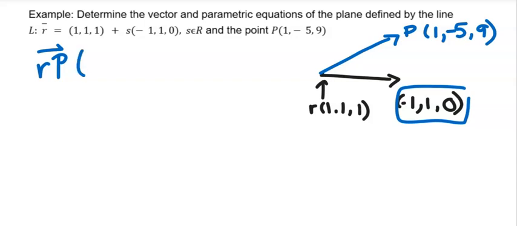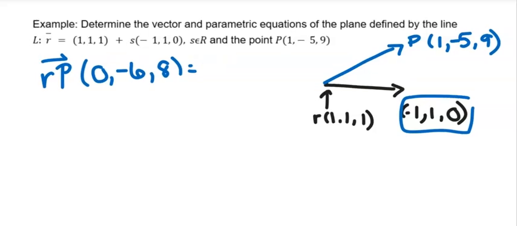So from R to point P, what is that direction? Well, from 1 to 1, that's 0. -5 take away 1 is -6. And 9 take away 1 is 8. So my second direction vector is 0, -6, 8. I want this to be as simplified as possible, so I'm actually going to reduce that. I can factor out a 2.